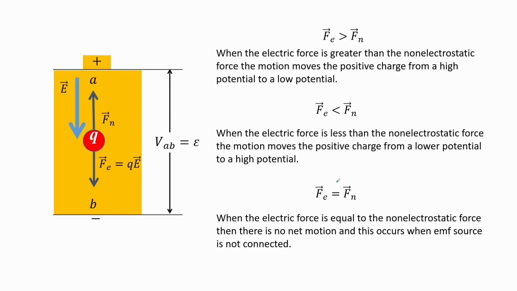When the electric force is greater than the non-electrostatic force, the motion moves the positive charge from a high potential to a low potential. When the electric force is less than the non-electrostatic force, the motion moves the positive charge from a lower potential to a high potential. When the electric force is equal to the non-electrostatic force, there is no net motion, and this occurs when the EMF source is not connected.